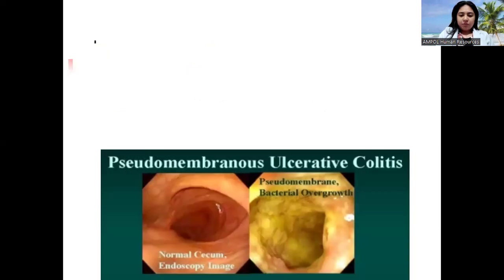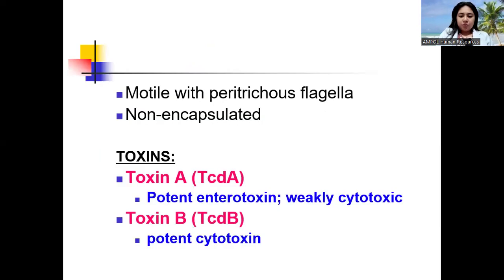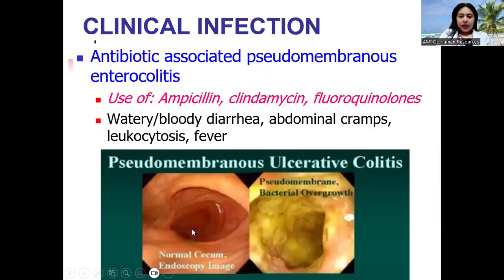It is motile with peritrichous flagella and non-encapsulated. The toxins produced by Clostridium difficile are toxin A and toxin B. Toxin A is a potent enterotoxin. Toxin B is a cytotoxin. Clinical infection is antibiotic-associated pseudomembranous enterocolitis.